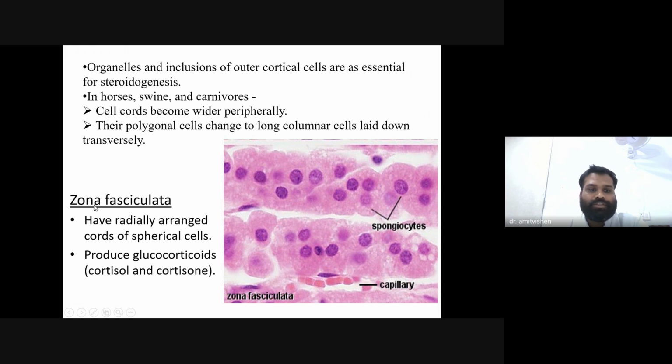Now let's talk about the zona fasciculata. This is the diagram being shown to all of you. It is the zona fasciculata. You can see the spongiocytes, and blood capillaries are also present in this sinusoidal space. You will see these cells in the form of a cord. These cells are arranged in cords. Here is the nucleus of the cells, and they produce glucocorticoids. And glucocorticoids, you know very well, are cortisol and cortisone.